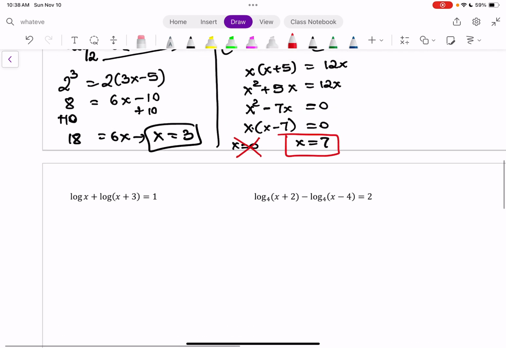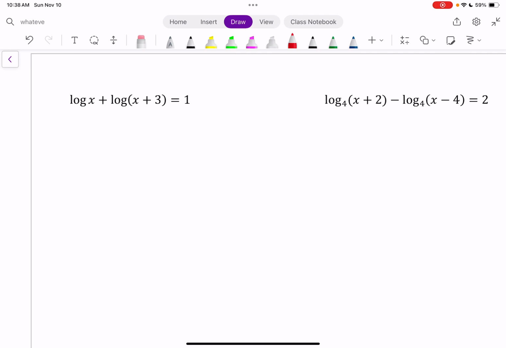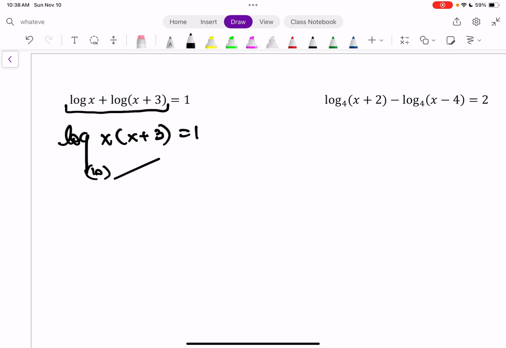All right, and here are a couple more. Same thing, we're going to combine the sum of these two logs into one log by multiplying the insides. Then I'm going to switch from logarithmic to exponential form.